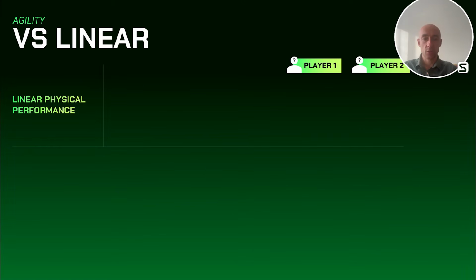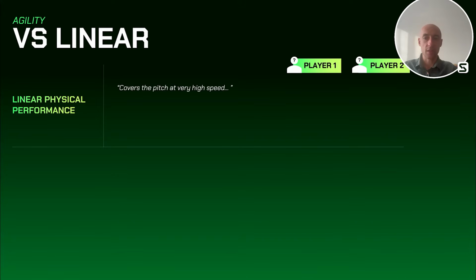study. So these are two players, player one and player two. They're both fullbacks. They're both playing in the same team in the Big Five leagues. The data relates to last year. What we are doing here is building a physical profile. First, looking only at linear physical performance, and then adding multi-directional physical performance to the picture.